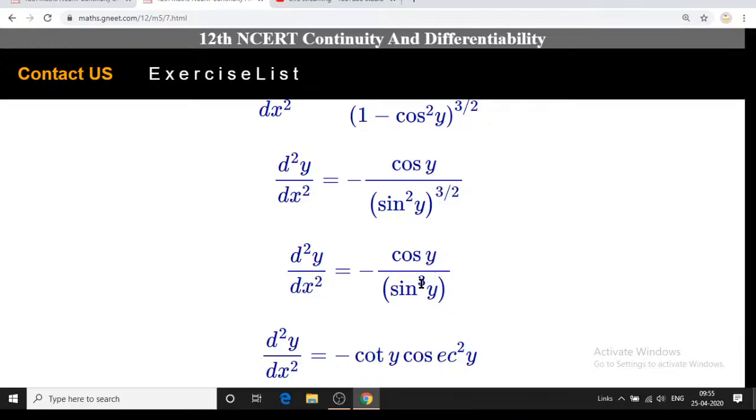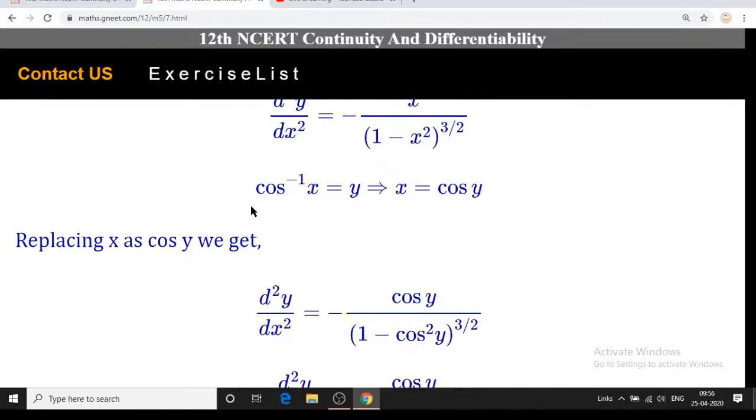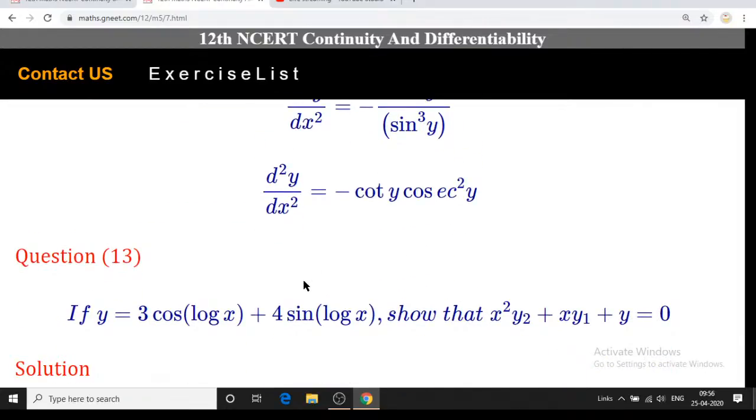Cos y upon sin y can be replaced as cot y, and 1 upon sin square is cosec square y. The only point was this: after finding the second order derivative, get the value of x in terms of y and just replace. That was easy.